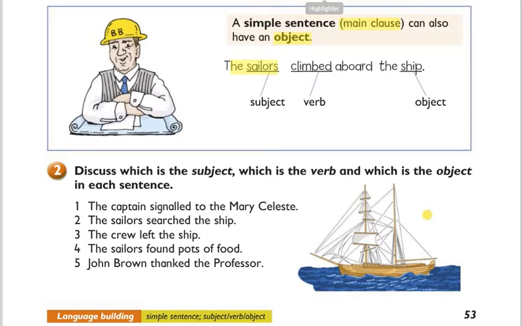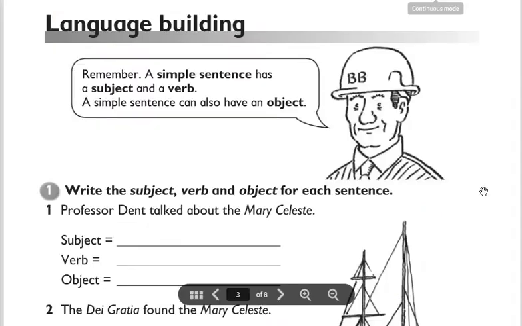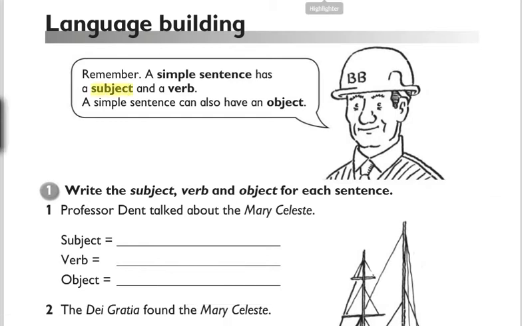You can pause the video and try this activity alone if you find me speaking fast. Okay? Now let's answer some questions about the language building part. Let's read this information to remember what we said a few moments ago. Remember, a simple sentence has a subject and a verb. A simple sentence can also have an object. So a simple sentence must have a subject and a verb, and it can also have an object.